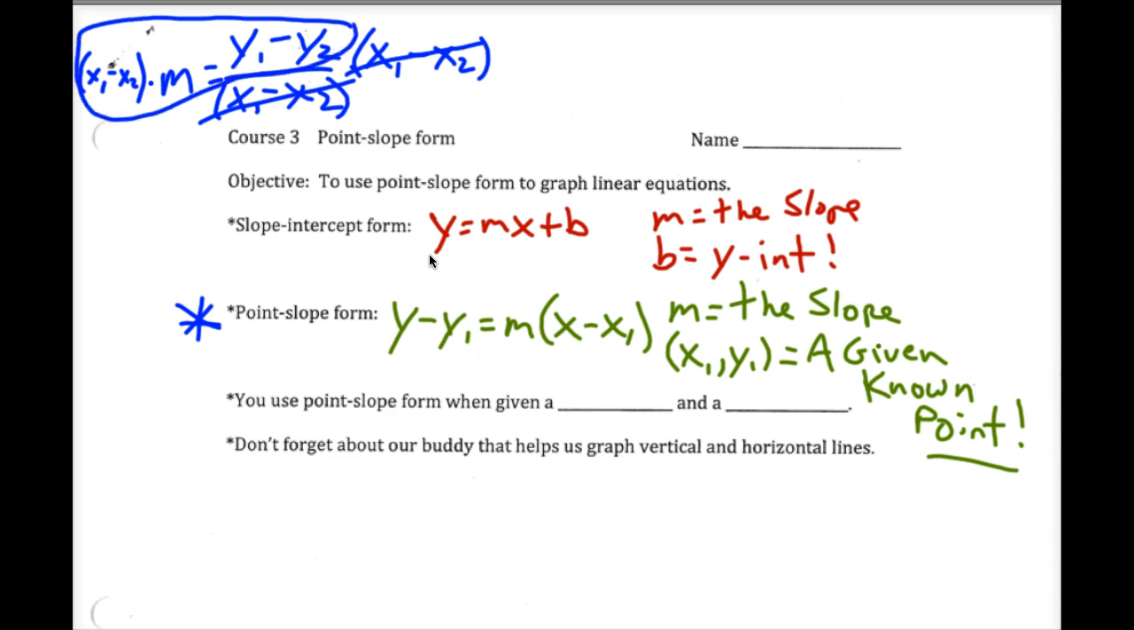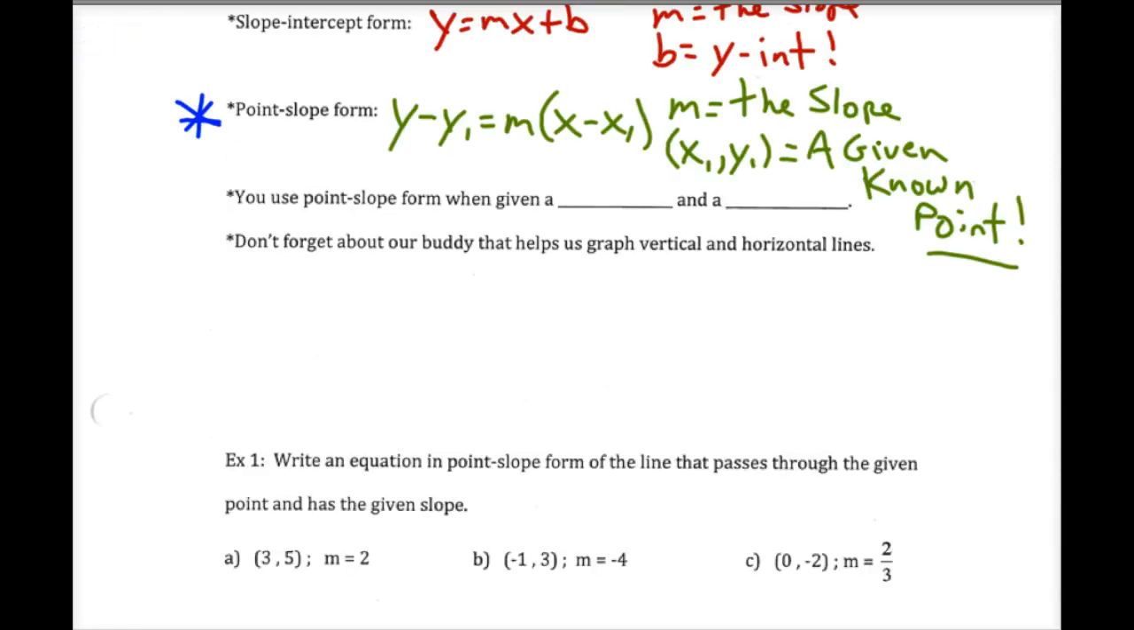All point-slope form is the formula for slope multiplied on both sides by x1 minus x2. So that's actually where it comes from. Anybody smart enough to figure out when you use point-slope form?